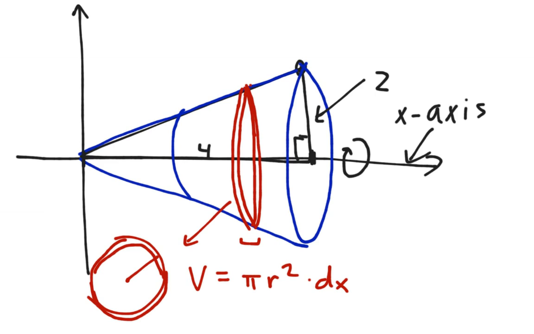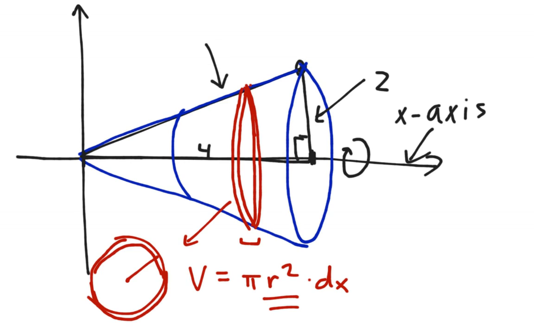So really, we're just using the volume of a cylinder, where the height, or the thickness of the small piece, is the dx, and then we have to figure out what this radius is. The radius will almost always be determined by the function that you're dealing with. So we need to figure out what the equation for this line up here is.